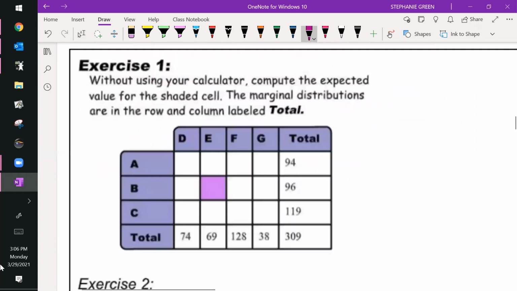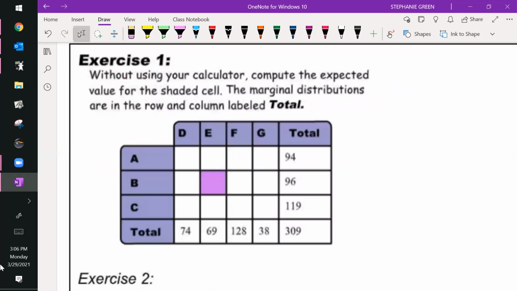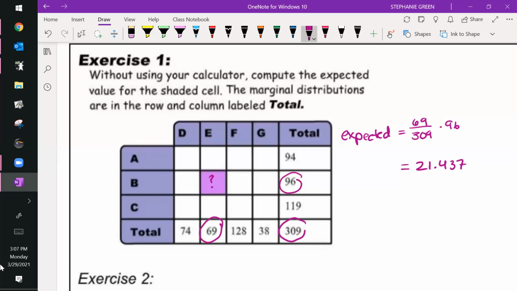So on the next page, our first exercise is just calculating some expected values by hand. They say to calculate the expected value of this shaded cell. So remember, the expected value is always our column total over our sample size times our row total. The column total is 69, my sample size is 309, my row total is 96. So quick punch in the calculator, that is about 21.437. So we expect this cell to have a value at least close to 21.437.